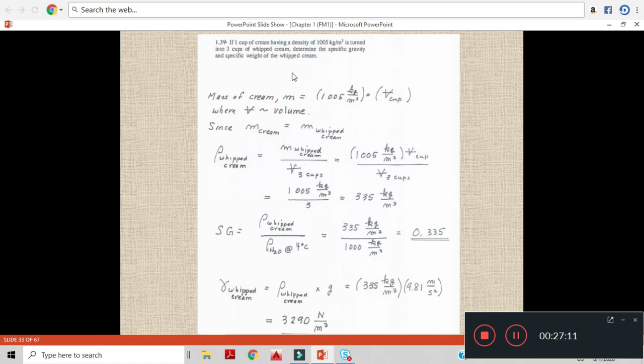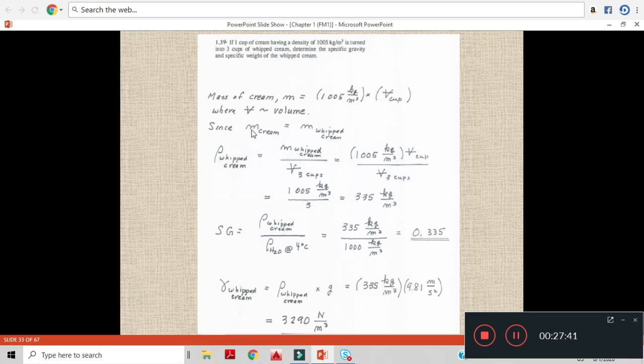So first of all, we see the matter never changes. The matter never vanishes. So the mass of the cream is equal to the mass of the whipped cream, because the mass remains the same. Mass is not changing. The volume is changing, but the mass remains the same. So the mass of the cream is equal to the mass of the whipped cream.